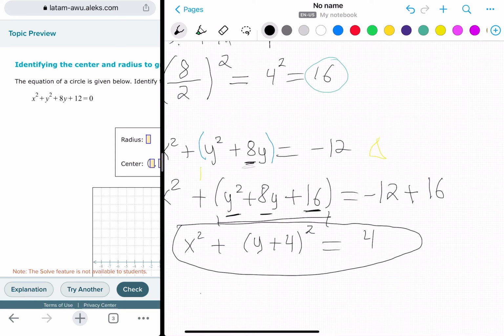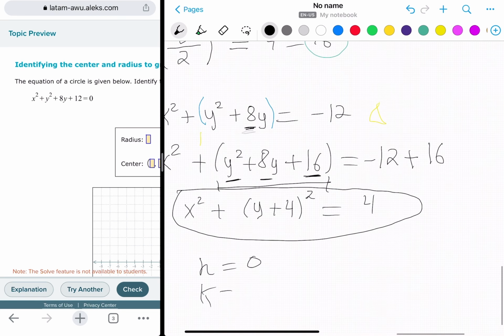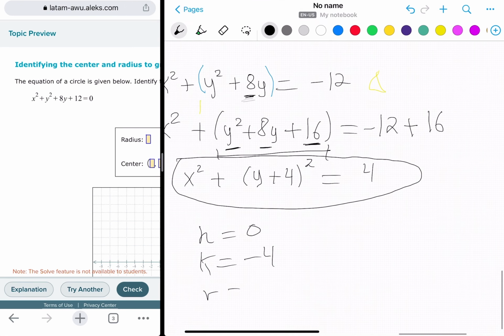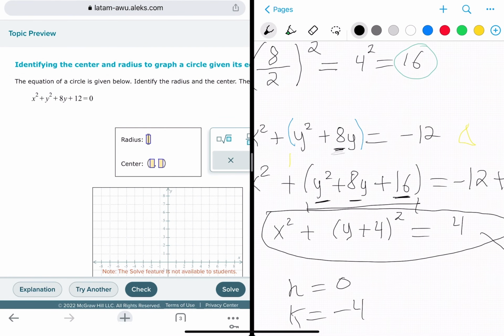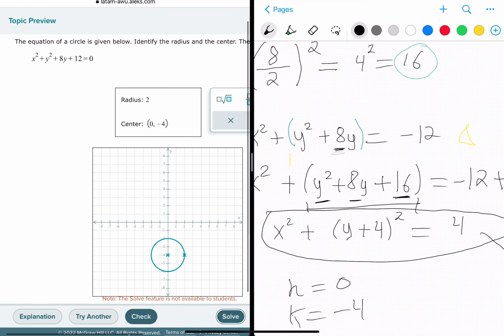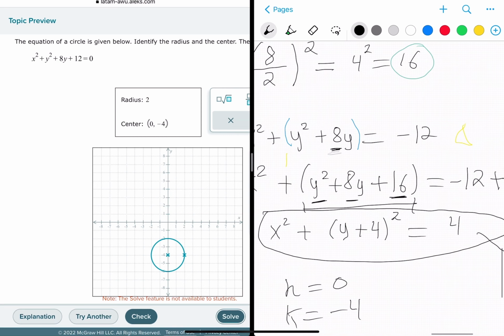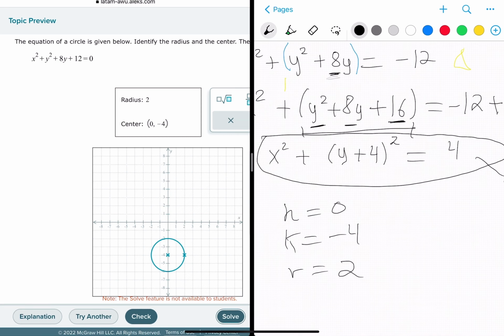What is the value of h? 0. What is the value of k? Minus 4. And what is the value of the radius? That is 2, because 4 is 2 squared. That is the answer to this exercise. Let's do that here. Solve. There it is. The radius is 2, as we saw here. The center is at 0, minus 4, and then there is the graph of that equation.